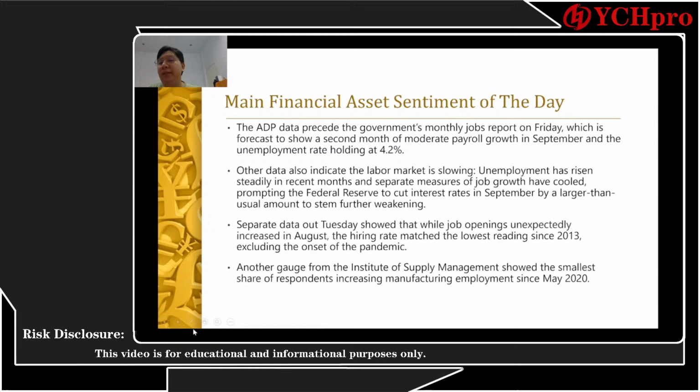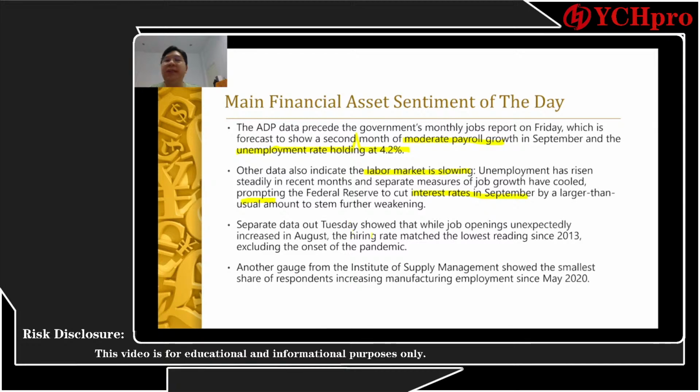As you guys could have seen on this site, a lot of people are waiting for the Friday non-farm payroll, showing the unemployment rate still holds steady at 4.2% with a moderate payroll growth. However, we are also seeing some data out of the US government showing that the labor market is actually slowing, that really led the US Fed to cut 50 basis points in September rather than the larger amount.